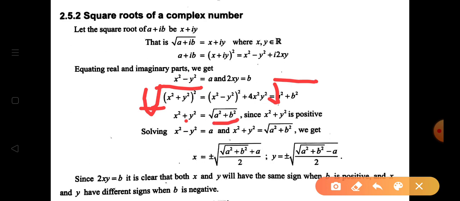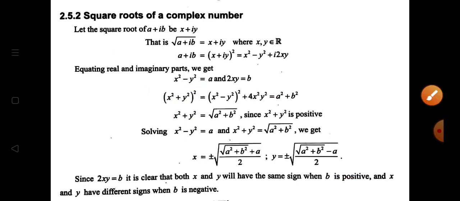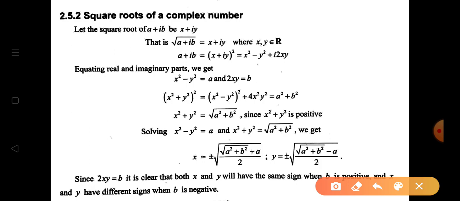Now listen, x square plus y square, is this positive or negative? Maybe x may be negative, then what is x square? Very good, x square is positive. Maybe y may be negative, then what is y square? This is also positive. Then the sum of these two positives is positive. So we write x square plus y square is positive.